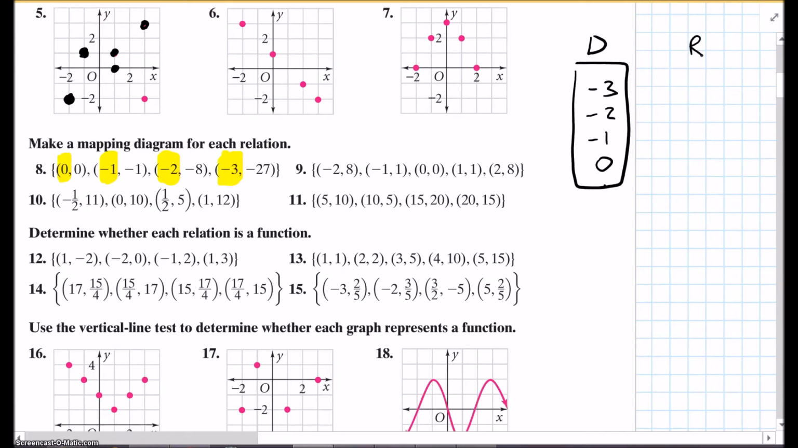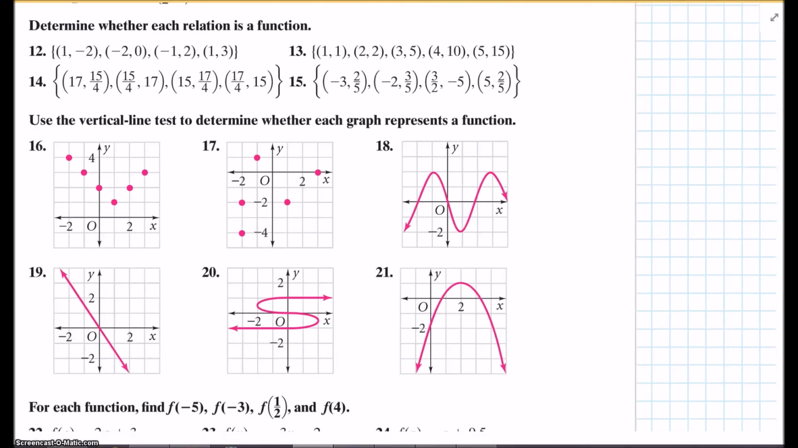Okay, my range, I have 0, -1, -27, -8. So -27, -8, -1, and 0. All right, let's match them up. 0 to 0, there. -1 and -1, there. -2 to -8, there. -3, -27, there. Okay. Easy enough.